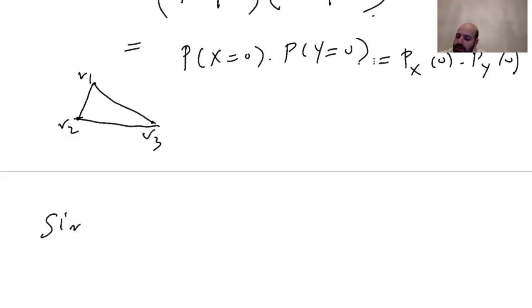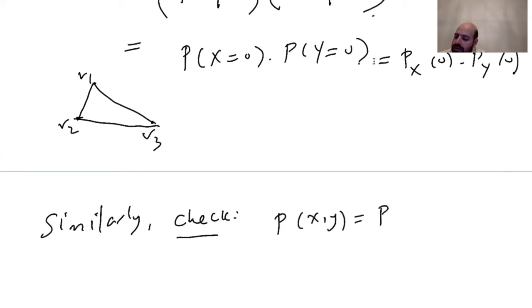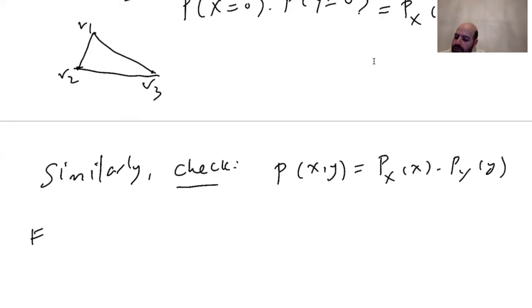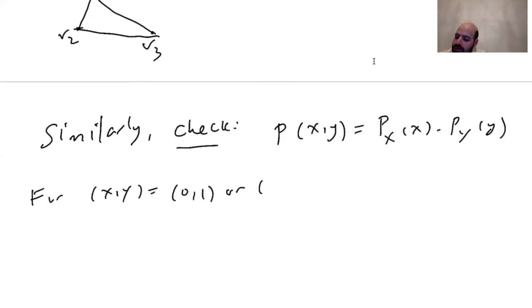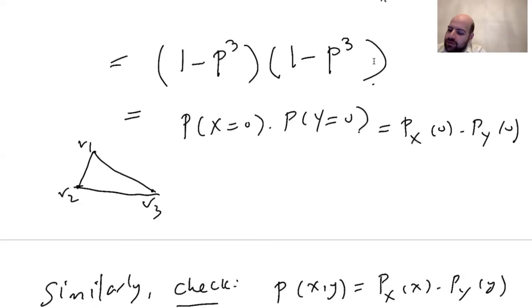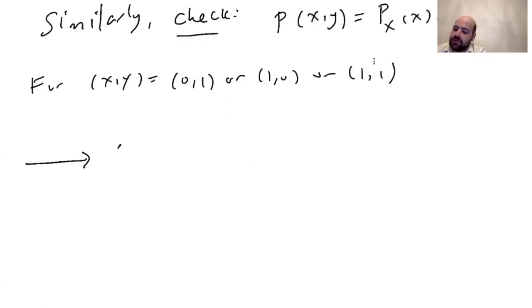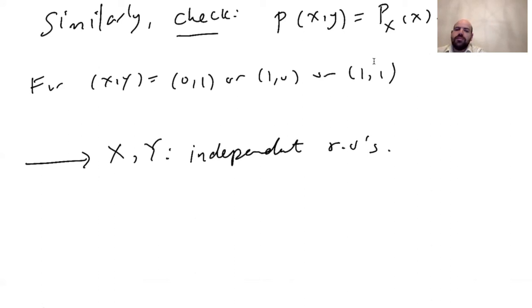Okay, similarly, check that P of x and y is equal to Px of x times Py of y for x and y. So for 0 and 0, we checked it. So 0 and 1, or 1 and 0, or 1 and 1, which are other possibilities for the pair x and y. You can check that this equality holds. And therefore, this means that x and y are independent random variables.